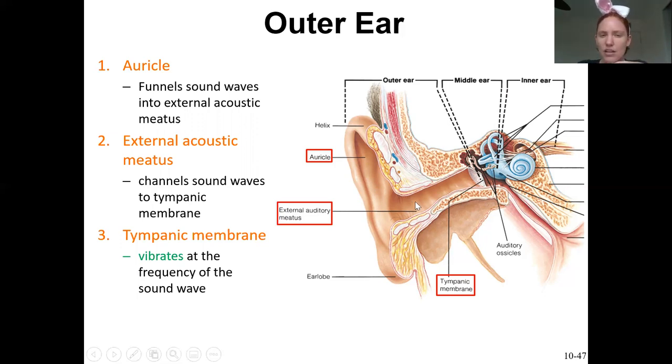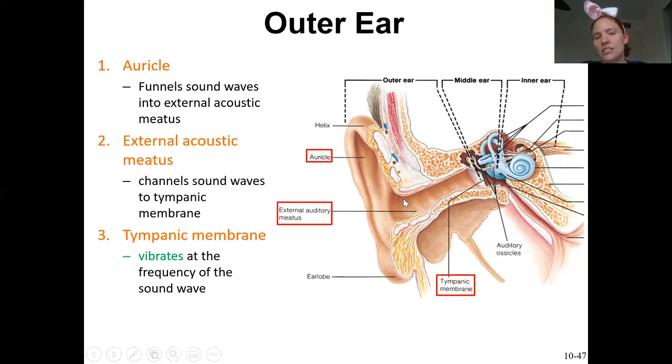Then we have the external acoustic meatus. It's also known as the auditory canal, but I think since you've already learned external acoustic meatus, you might as well use that term, but it's up to you. And then on the outside here, this ear flap, this is the auricle, also known as the pinna. And the way that this works is the auricle captures sound waves. You can kind of think that if you make it bigger, it gets louder because it captures more sound waves.